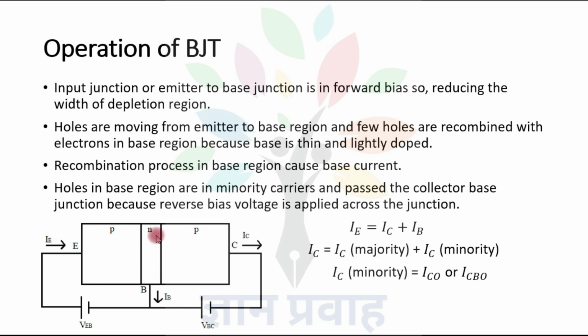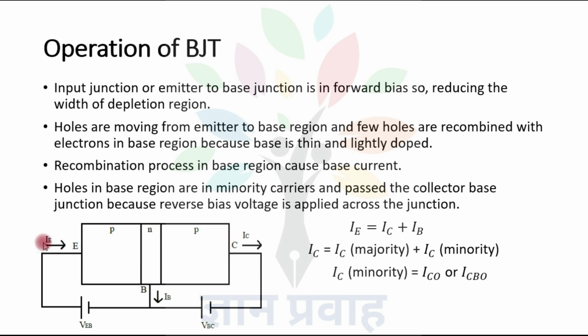So electrons in majority are combining with the holes which are coming from the emitter region, and this process is called the recombination process. So electrons and holes are recombining in the base region, and due to this recombination process, a small current is flowing in this base region, and this small current is called IB current or base current because this region is small and lightly doped. So the number of charge carriers is also less, and this region is also very small in size. It means IB current is very small as compared to IE and IC current.